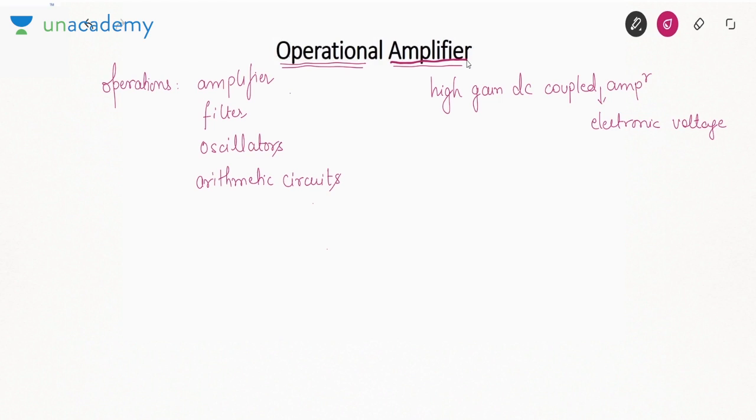So in op-amp, what kind of coupling are we using? We are making use of direct coupling. Remember this, because a small objective question can be framed about the nature of coupling in an op-amp.